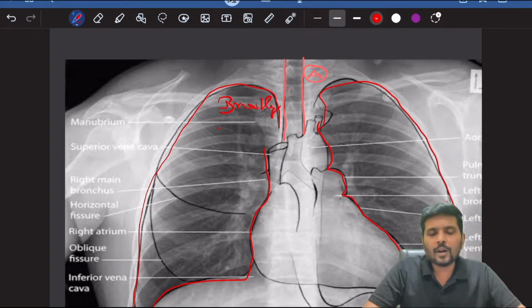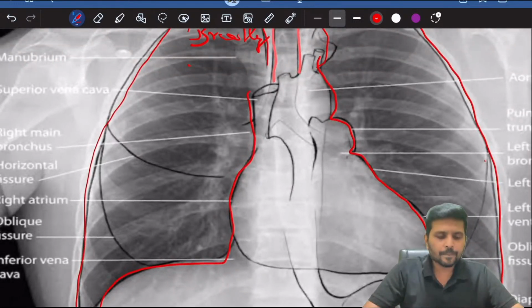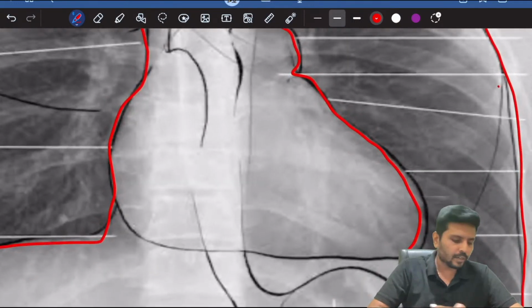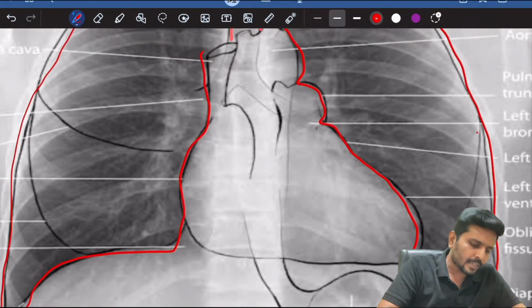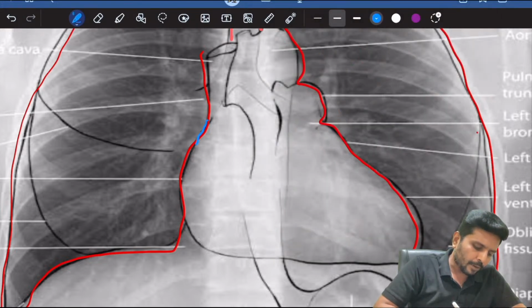Third, what is that third one? In the third one, A, B, C stands for cardiac. So look at this. This is the heart. So what is the border of the heart? Look at this. So this is your border of the heart.